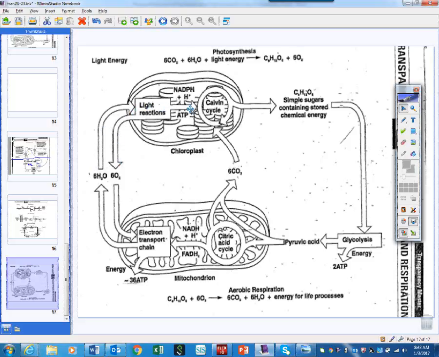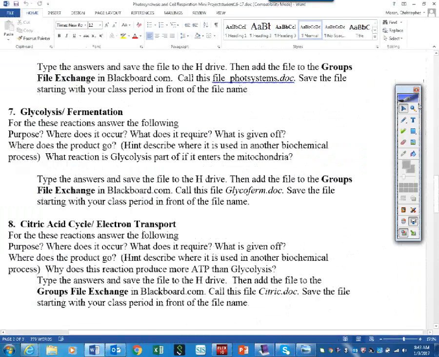Hey, look, an arrow going across. So look, this arrow is a product of the light reaction. Turns out it's also a reactant for the dark reaction. What's required, what's produced, where do the products go? That's how this works. And so let's look back at how the other groups are doing theirs.